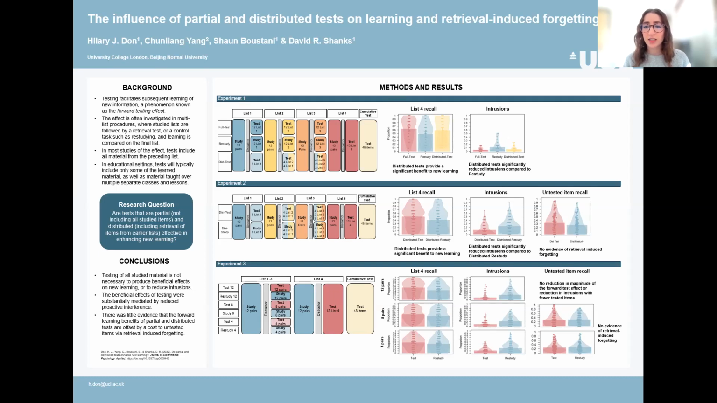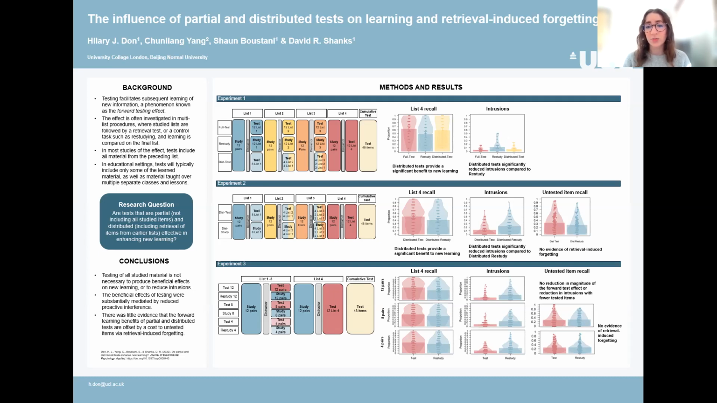The forward testing effect is evident when recall of the final list is better for the retrieval test condition than the control conditions. In most studies of the effect, the interim tests include all material from the preceding list and only material from the preceding list. However, in educational settings, tests will typically include only some of the learned material, as well as material taught over multiple separate classes and lessons.